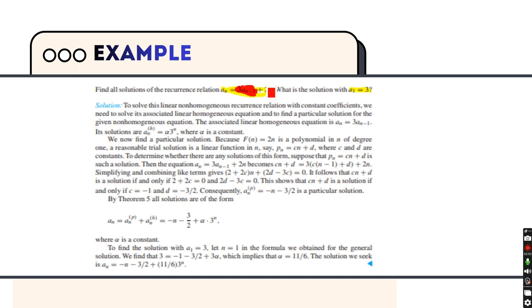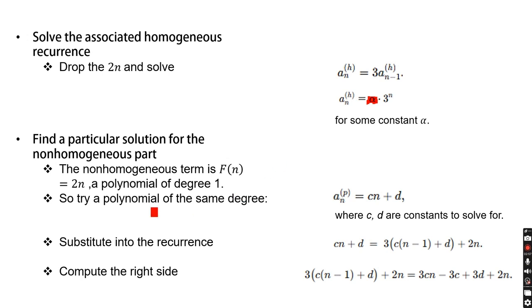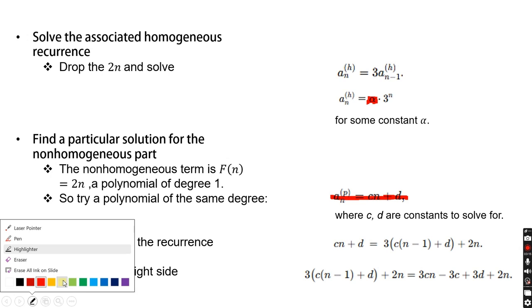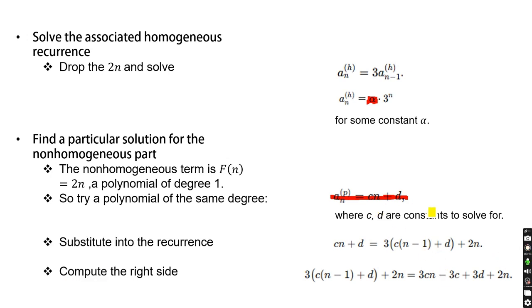So, we will look for an equation or formula for it. The non-homogeneous term is F(n) is equal to 2n, a polynomial of degree 1. So, we will try a polynomial of the same degree: a_n^(p) is equal to Cn plus D, where C and D are constants to solve for.